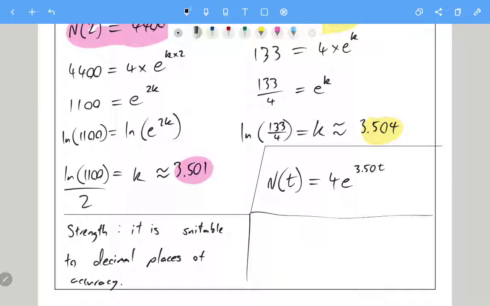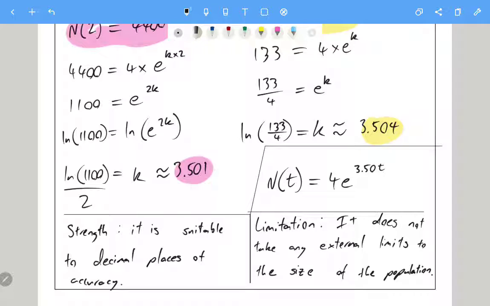One of the limitations would be due to the fact that there's no limit on the population. You would guess that at some point the number of flies would have to slow down, and an exponential model never slows down. So a limitation is that it does not take into consideration any sort of limits on where the population might stop growing. And so there's just a little bit of thinking about what the model is strong at, and also what the model isn't actually taking into consideration, because we'd actually expect the model would slow down.